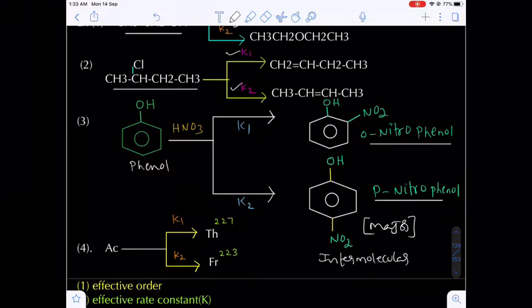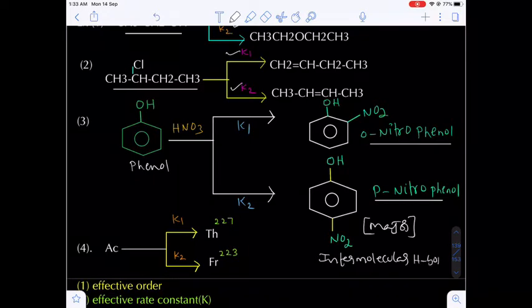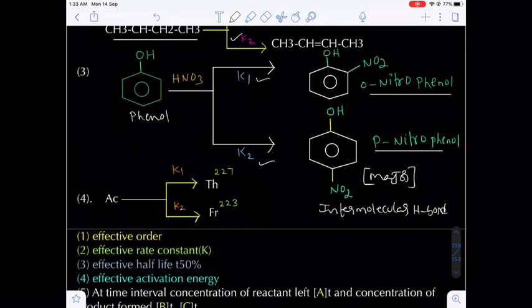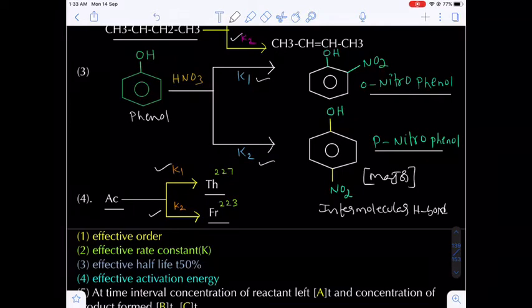Intermolecular hydrogen bonding. Here for the ortho isomer, the rate constant will be K1. For the formation of the para isomer, the rate constant will be K2. And in nuclear reactions also, let's suppose actinium is a radioactive element which decomposes to give thorium and francium. So there are two separate pathways with K1 and K2 rate constants.